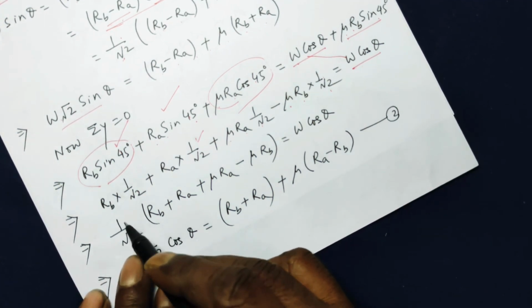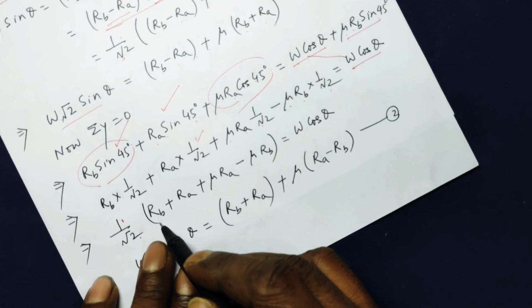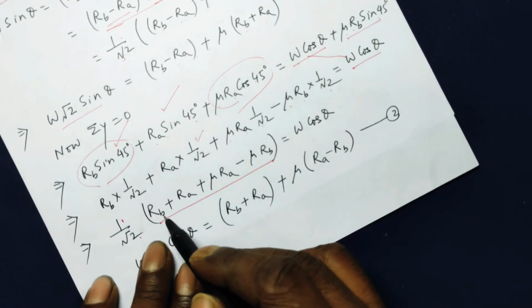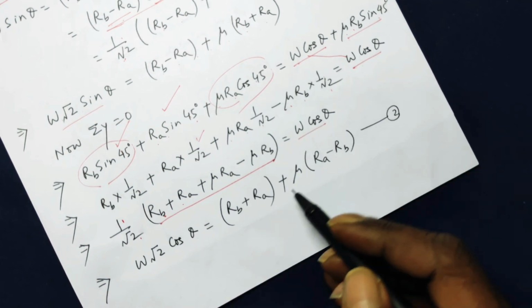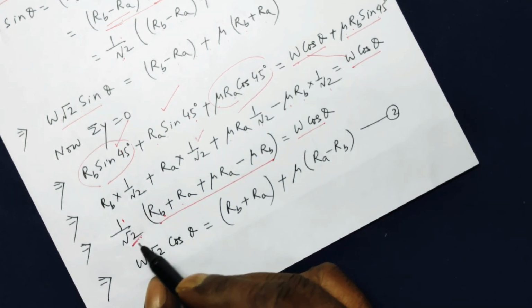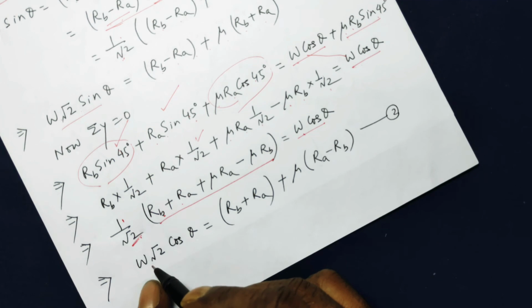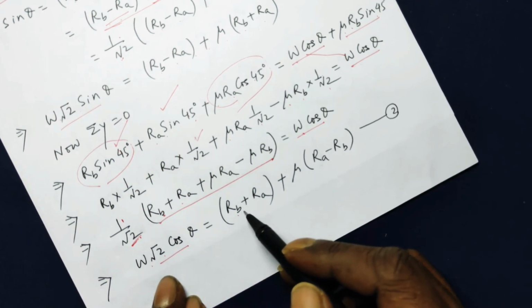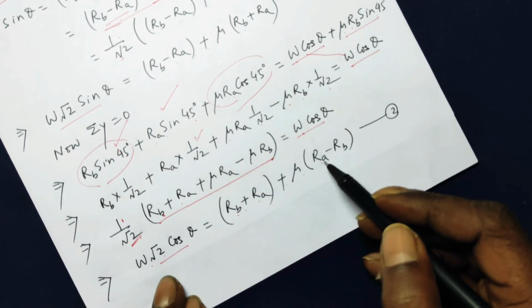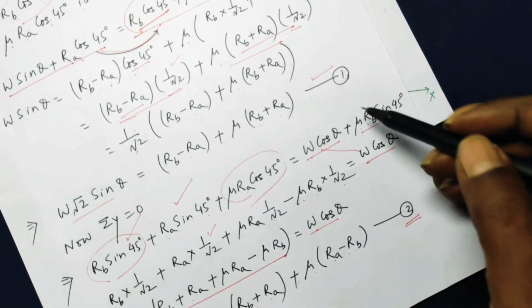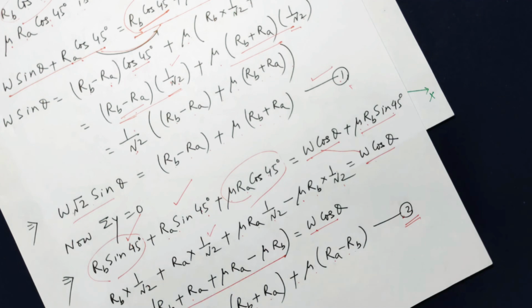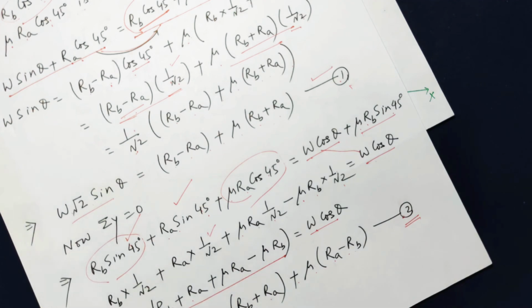So now if you take 1 by root 2 common, we are left within the bracket with RB plus RA plus mu times RA minus mu times RB is W cos 45. Take this root 2 to this side, so this becomes W root 2 times cos theta is equal to RB plus RA plus mu times RA minus RB. Make it equation 2. And we'll divide these two equations to find out tan theta.